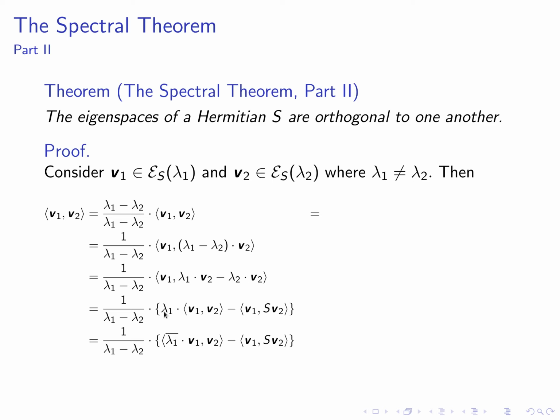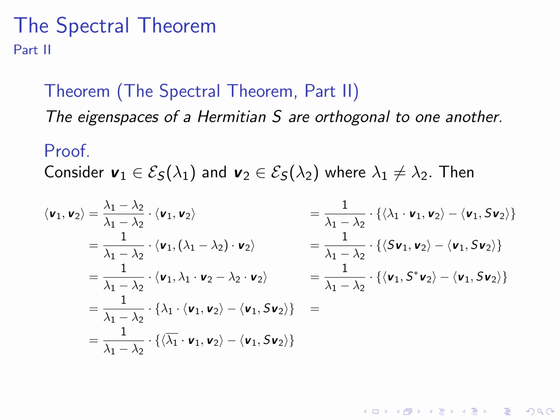So now we know that this conjugate lambda 1 times v1 is the same as lambda 1 times v1. And we can then use this expression to write lambda 1 times v1 equals S times v1, because lambda 1 was an eigenvalue for our matrix S, and v1 came from that eigenspace. So we know lambda 1 times v1 is the same as S times v1.